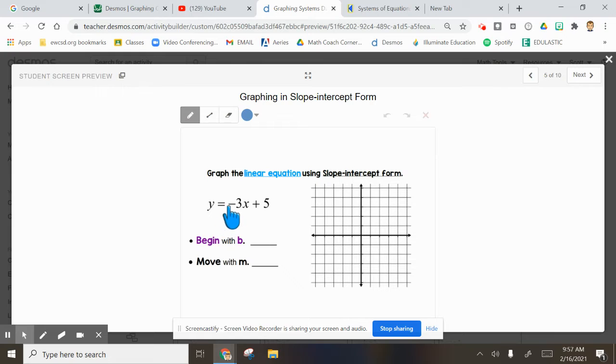All right, this one just has -3. But remember, that's -3 over 1. All right, every slope has a fraction. Every slope is a fraction. If there's no fraction there, then we give it 1, which means you're going to go down 3, right? And then to the right 1. Down 3 to the right 1. From where, though? Remember, from our y-intercept. Up 5, down 3 to the right 1.